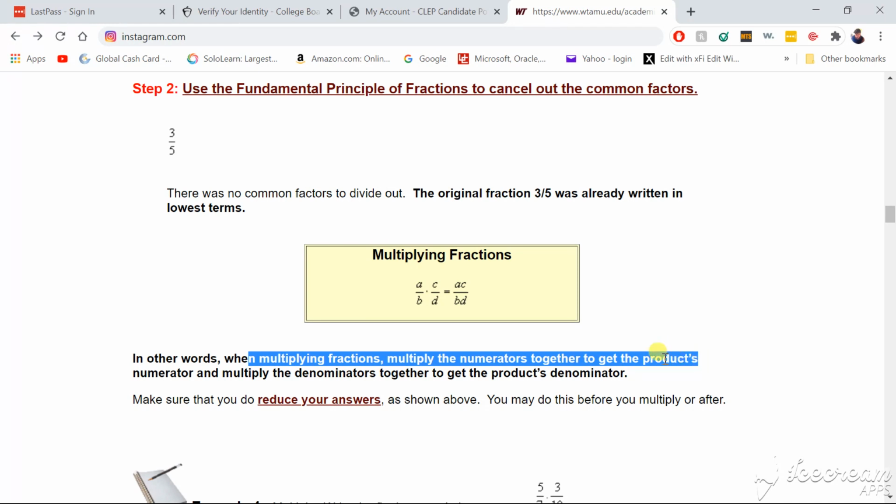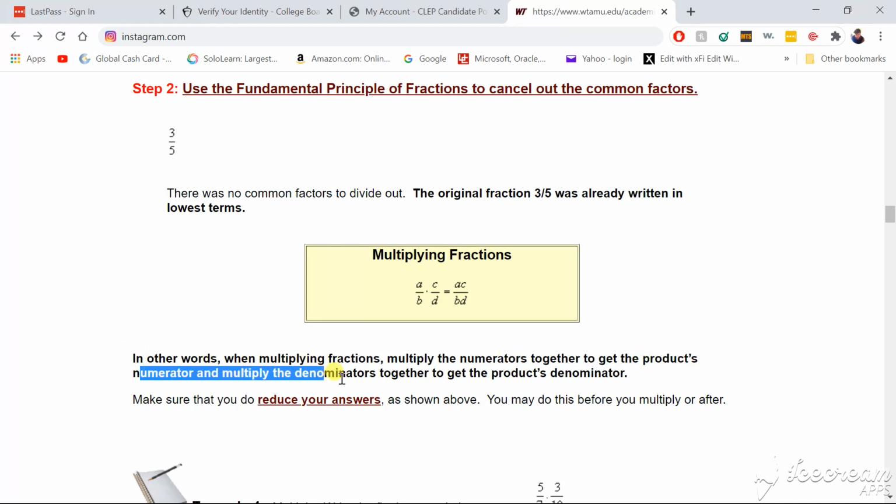Multiply the numerators together to get the product's numerator. Multiply the denominators together to get the product's denominator. So both numerators multiply, both denominators multiply. Just go straight across. N for numerator, D for denominator.